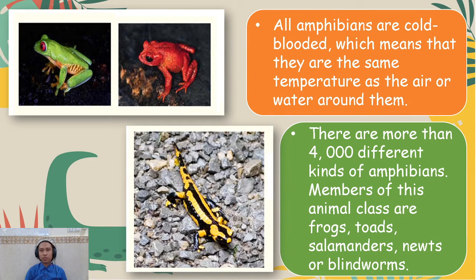All amphibians are cold-blooded, like I said earlier, which means they are the same temperature as the air or water around them. There are more than 4,000 different kinds of amphibians. Members of this animal class are frogs, toads, salamanders, newts, and blind worms. These are just a few examples of amphibians because there are a lot of them. 4,000 different kinds of amphibians. Imagine that. That's a lot.